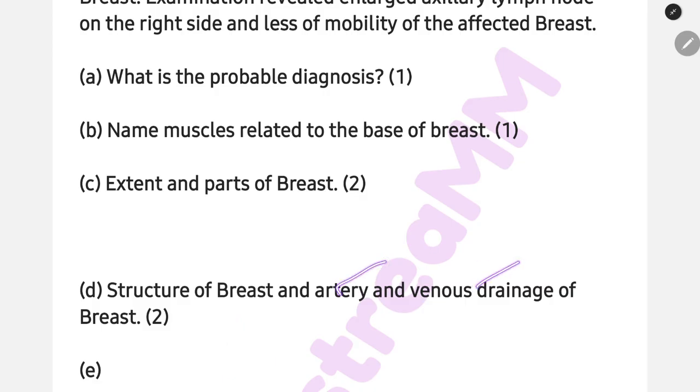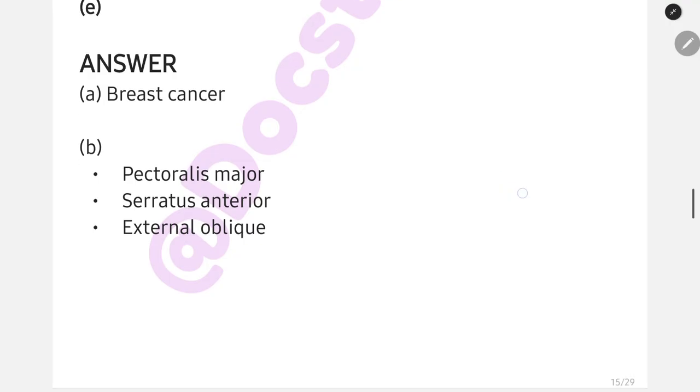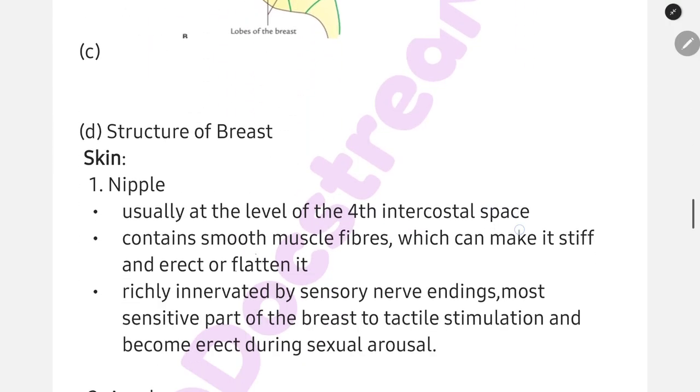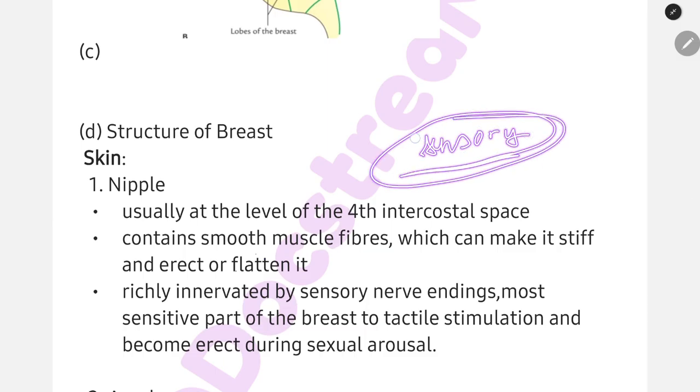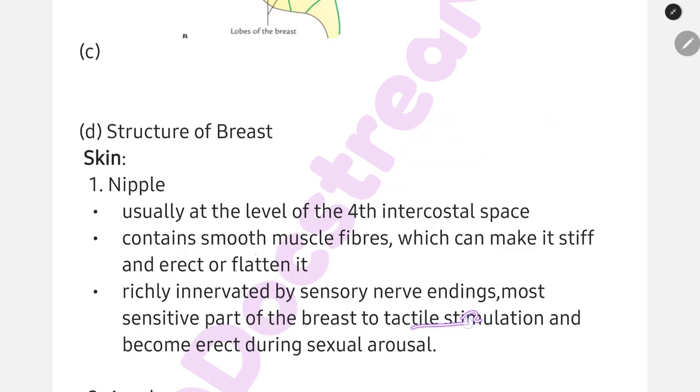Arterial and venous drainage is already taught. So let's talk about the nipple. The nipple is located in the fourth intercostal space, and it is richly innervated by sensory nerve fibers, so it is more sensitive to tactile stimulation. It is also sensitive to sexual stimulation and becomes erect during sexual arousal. It also contains smooth muscle fibers that help it to erect or flatten.